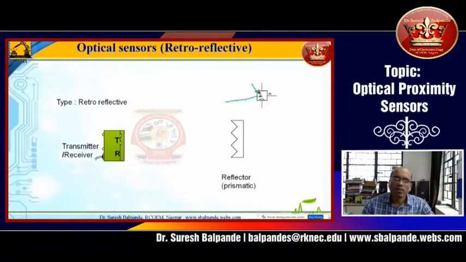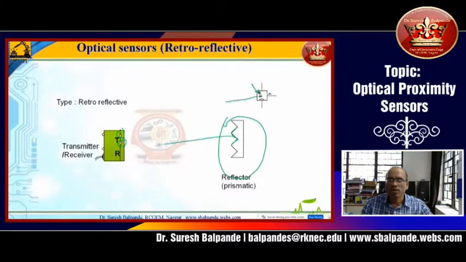Now in retroreflective, what is happening? You can see here there is one transmitter side and this is the receiver side. It is clubbed together. Okay, and on the other side you have the prismatic reflector. That is nothing but a mirror kind of arrangement, and this angle is especially maintained so that light can be properly reflected back and fall on the receiver part. Whenever light falls here, it will be reflected back so that it will not scatter.